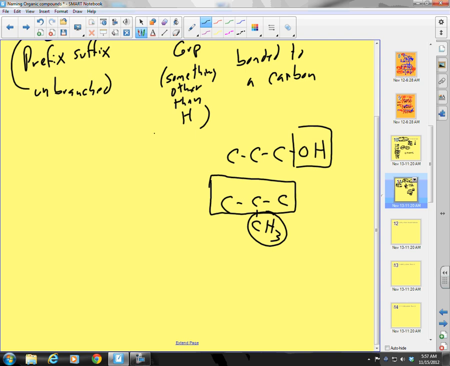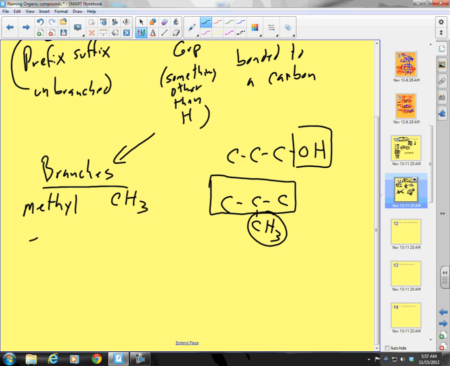Now, what are typical branches or groups? What are my typical branches? I can have a methyl group. And what is a methyl group? Well, it's a CH3. Or I could have an ethyl group, and that would be C2H5. And what does that really mean? I guess I don't like C2H5. It's really more of a C2H3. That is an ethyl group.